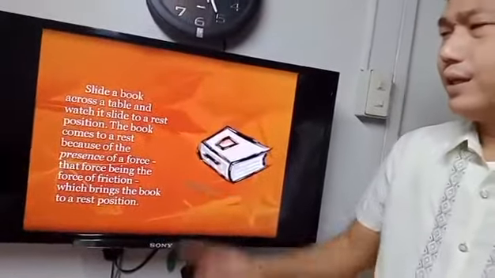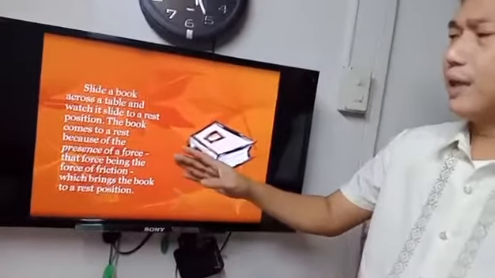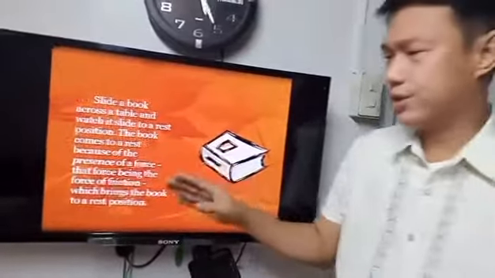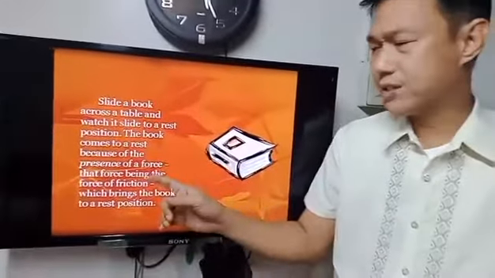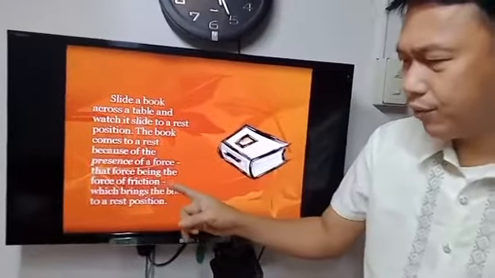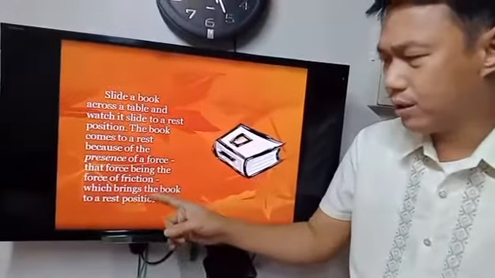Let's have an example. Let's try to slide a book across a table and watch it slide to a rest position. The book comes to rest because of the presence of a force, that force being the force of friction, which brings the book to a rest position.